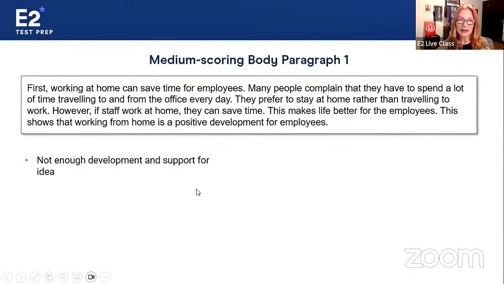Okay, so yes, not enough development and support for the idea. So it's like, okay, working at home can save time for employees. Based on what? Coming from where, right? Excellent. Yes, the verb tense is, Temi, excellent.